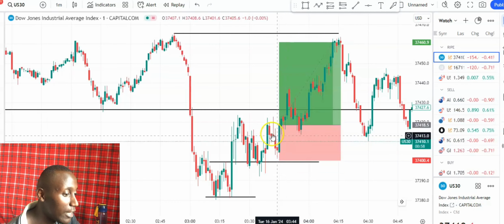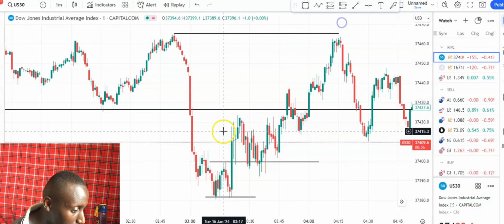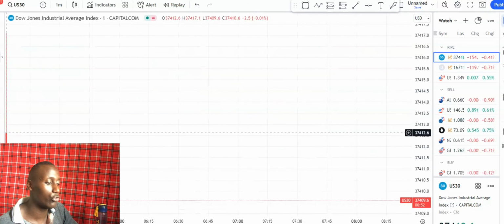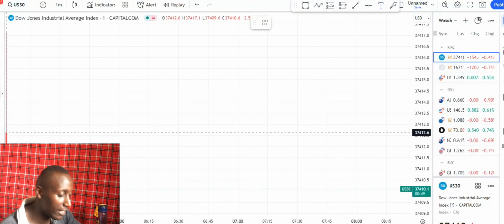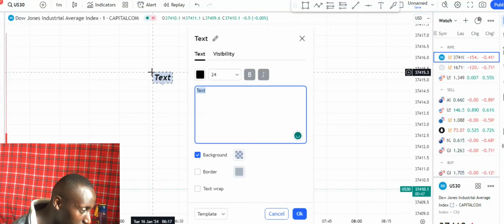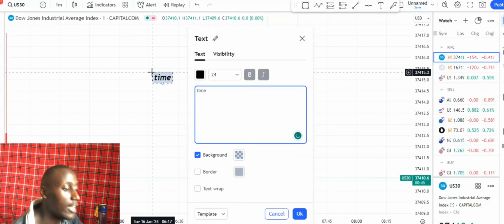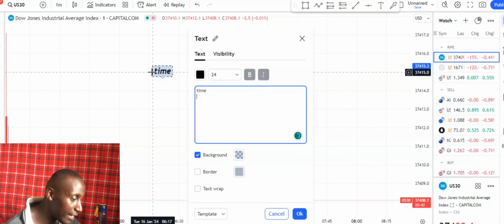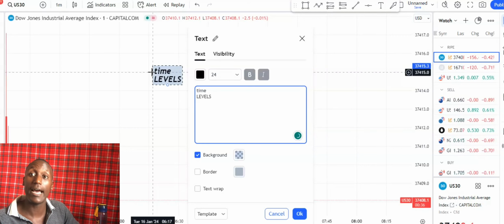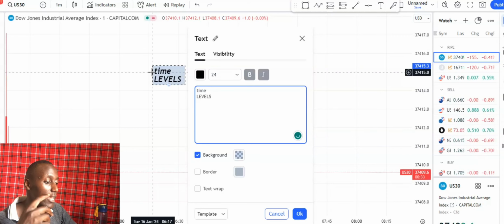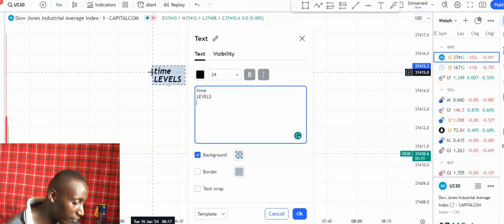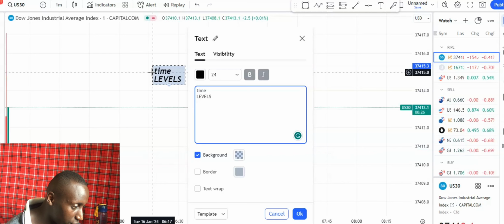Point being, if you are trading the double top or the double bottom, your step number one is to identify your timing, so the trading time. Number two is identify your levels, so that is the high of the day, low of the day, high of the week, and low of the week. And lastly, identify your break in structure.